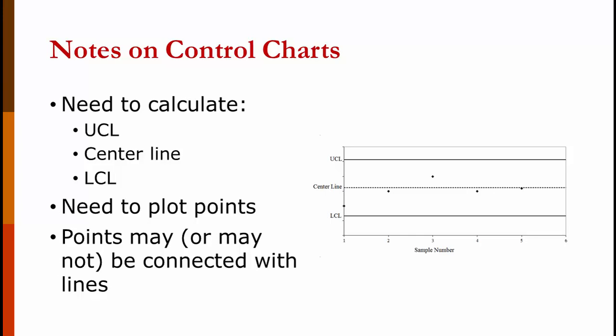For any control chart, you need to calculate the upper control limit, the center line, and the lower control limit, and that's calculated once. And then you need to plot the points, and there'll be one for each sample. Some software adds a line between the points, some don't. The line adds no value, so it doesn't matter.